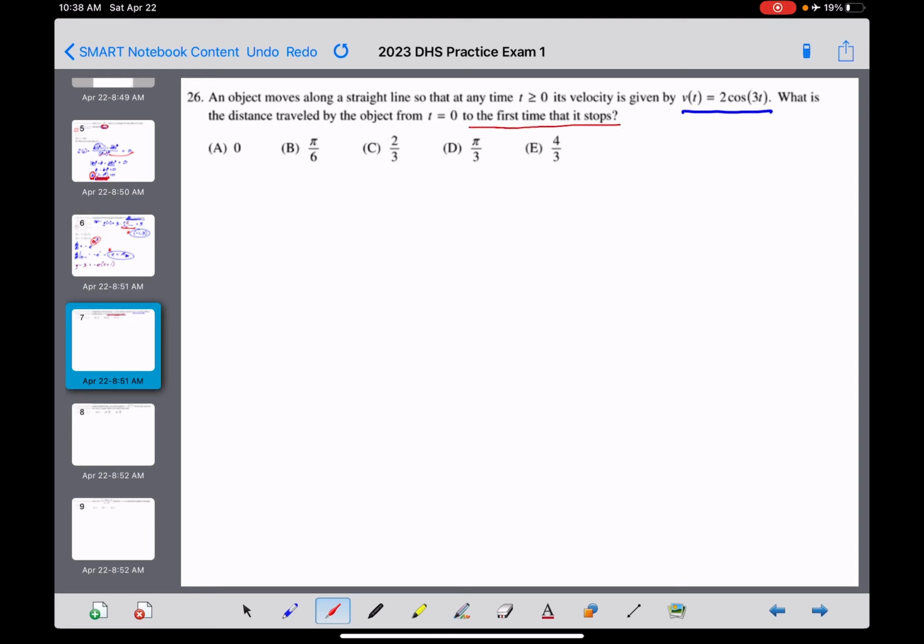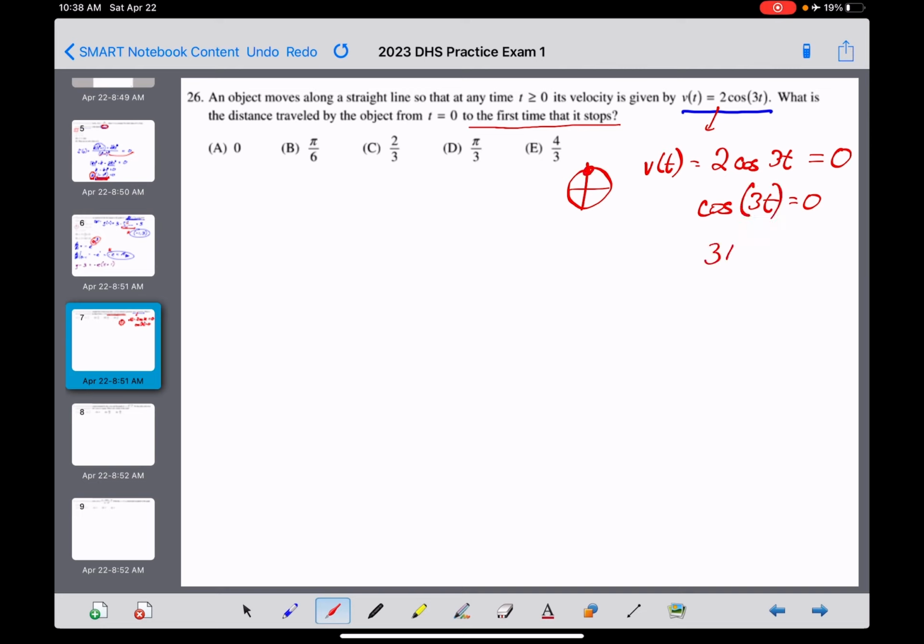The first time that it stops is when we want to take this velocity function, which is 2 cosine of 3t, and we need to find out the first time its velocity is equal to 0. So dividing out the 2 right there, that just gets you a 0 on the other side. So cosine of 3t is 0. And the first time on the unit circle, guys, that cosine, your x-coordinate, is equal to 0 is right up here at pi over 2.